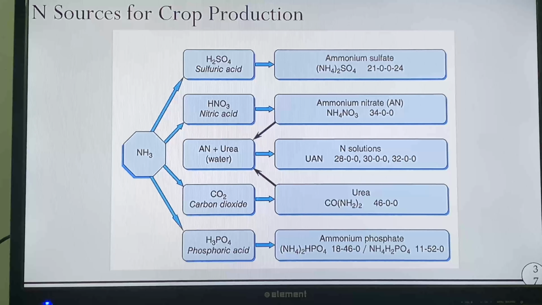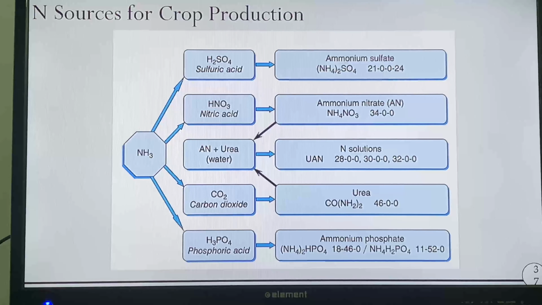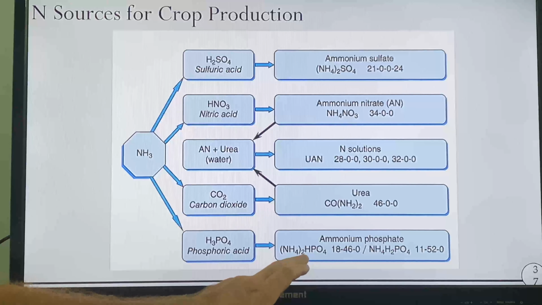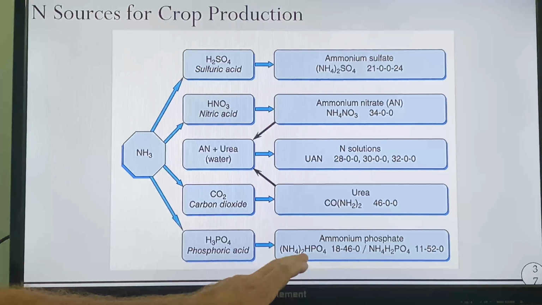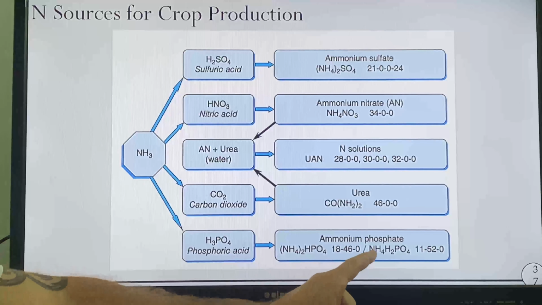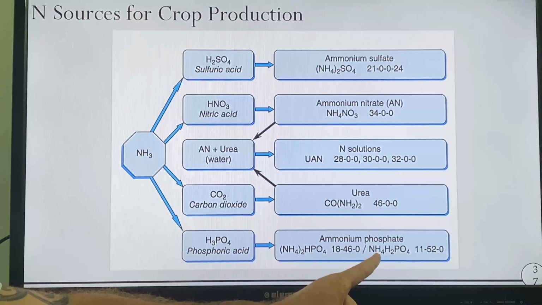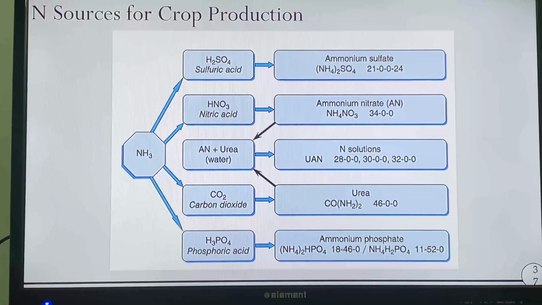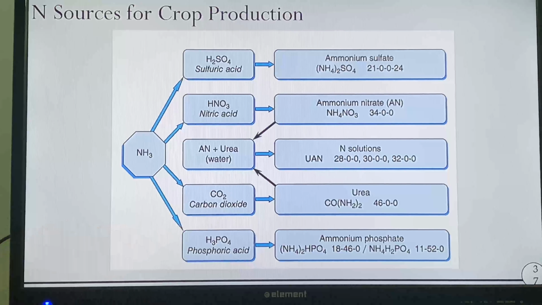And then finally, something we've been familiar with is the ammonium phosphates: diammonium phosphate, where there are two ammoniums, and monoammonium phosphate, with only one ammonium in that chemical formula. That is when we mix ammonia with phosphoric acid.